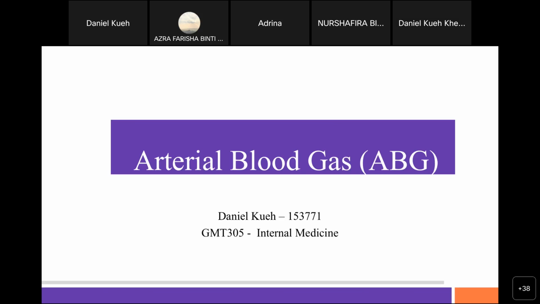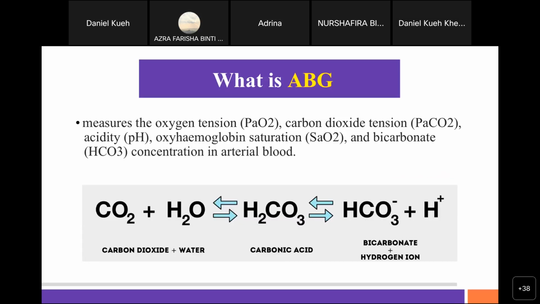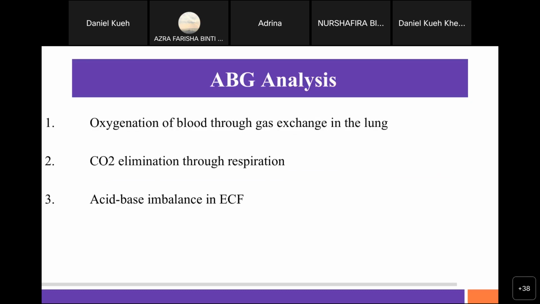So for my part, I'll be presenting on the ABG. So what is an ABG? We basically use ABG, take the blood from the arterial. We want to measure the oxygen tension, the carbon dioxide tension, the pH, the oxygen hemoglobin saturation, and bicarbonate concentration. So from here, I put the equation. Later on, you'll see the significance of the equation.